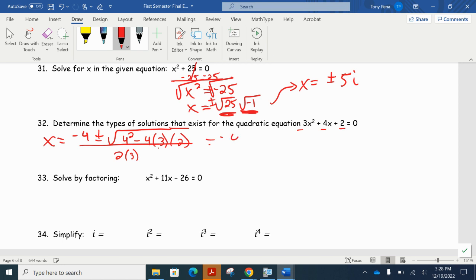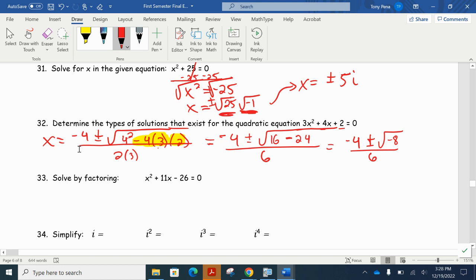So we can kind of do this number out in front. We're certainly going to get a 6 in our denominator. But what we're really concerned about is what happens underneath the radical. So I'm going to get 16 minus, and then a negative 4 and 3 make a negative 12. And a negative 12 times 2 is a negative 24. So now in this one, notice how you are going to get a negative 8 under there.